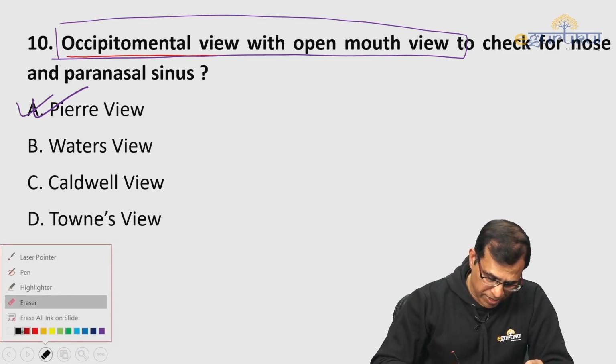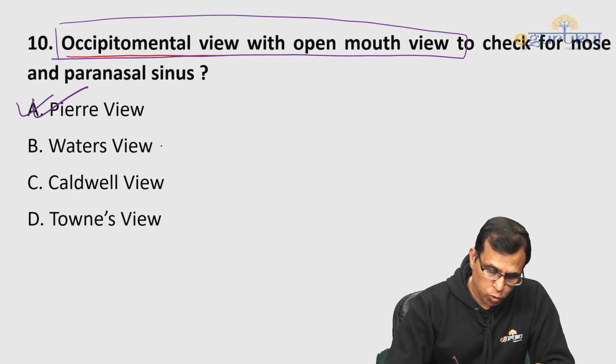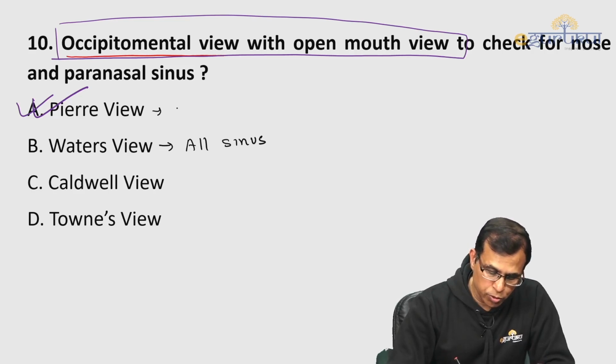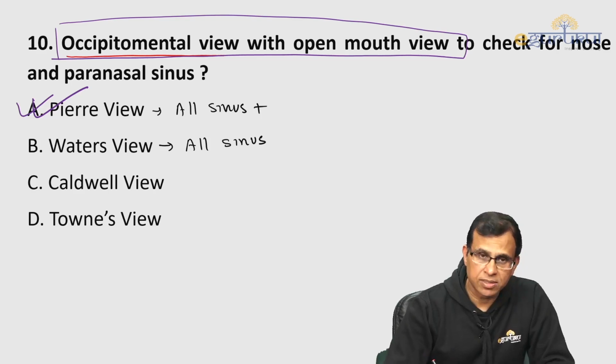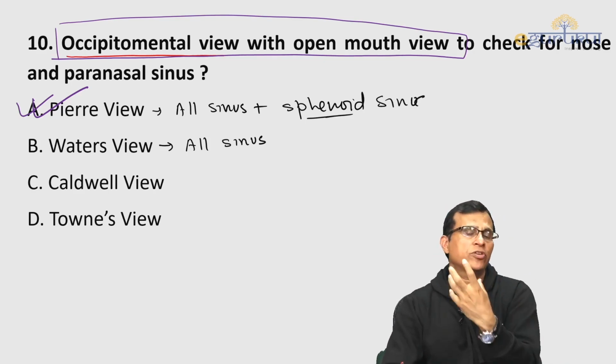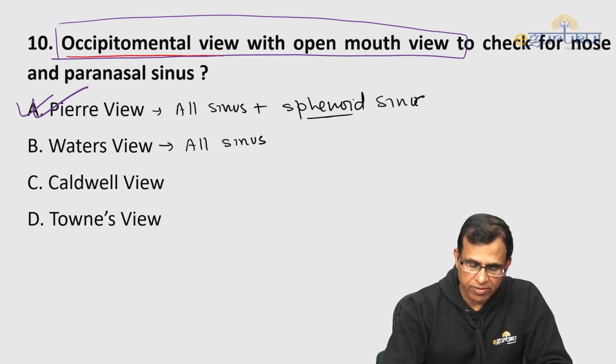Now, what is the main advantage of this view? Waters view shows all the sinuses, Pierce view shows all sinuses, plus sphenoid is very clearly seen. So we keep the mouth open for sphenoid sinus. Through that gap, you can see the sphenoid very nicely and right in front. So that's the advantage of Pierce view.